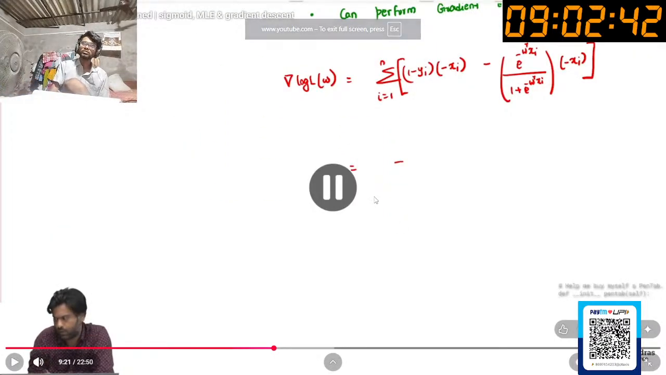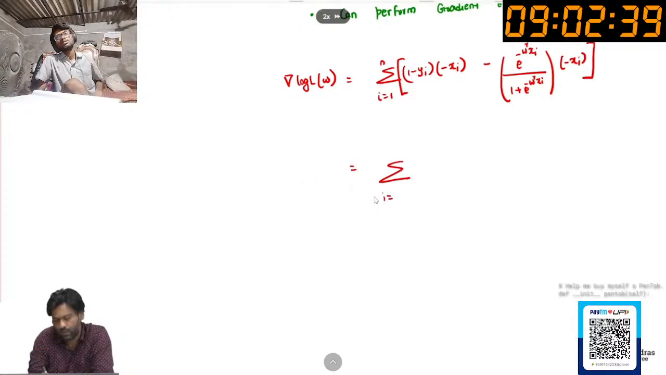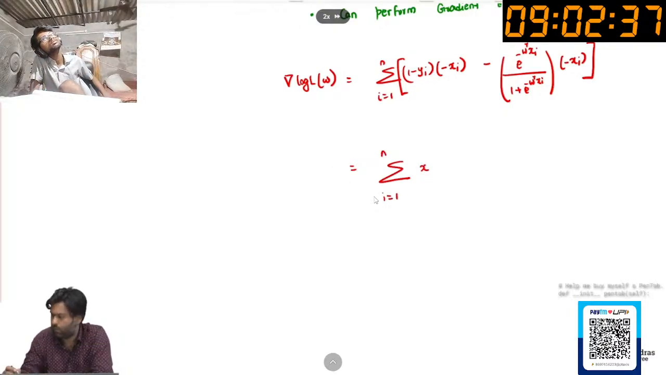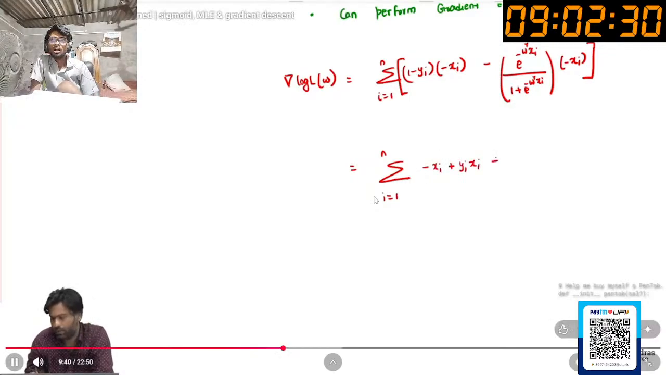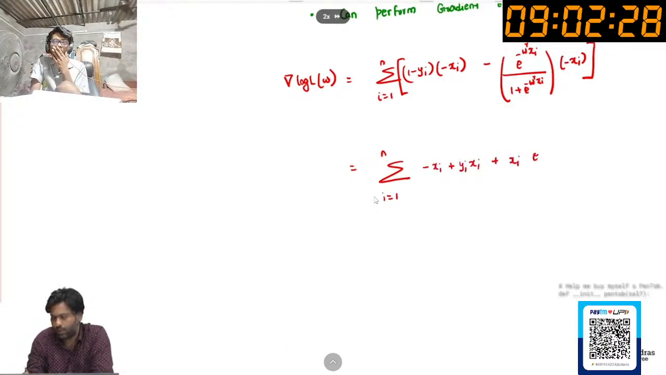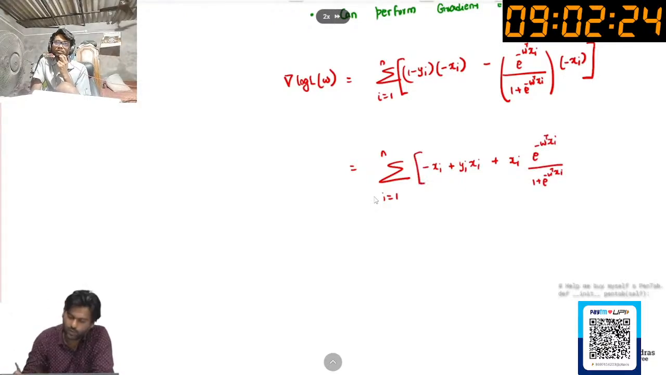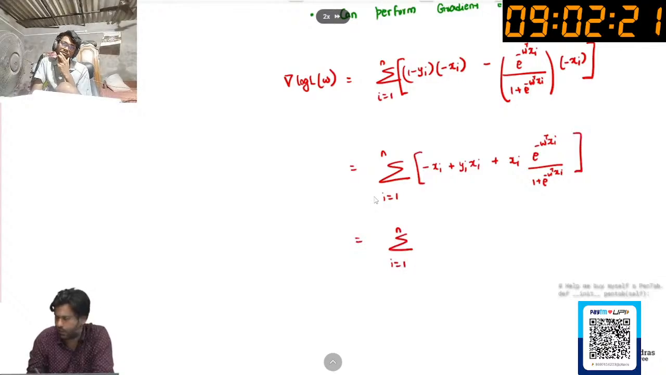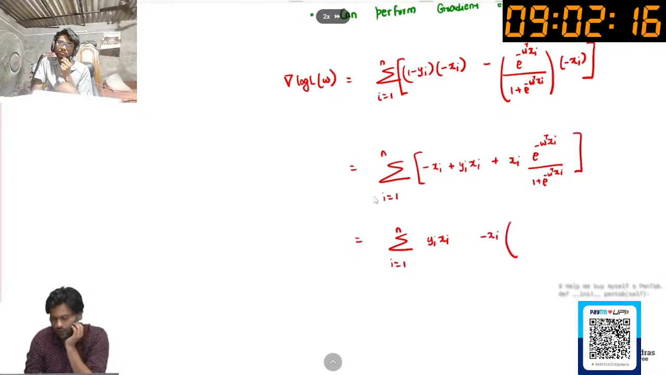So this is going to be the sum over i equals 1 to n of yi xi, first I write the minus xi, plus yi xi, plus xi e power minus w transpose xi divided by 1 plus e power minus w transpose xi. This can further be written nicely as the sum over i equals 1 to n of yi xi minus xi times, so this is going to be 1 minus this term, because that has xi common. If I take 1 minus this term, that's just going to be 1 divided by 1 plus e power minus w transpose xi.